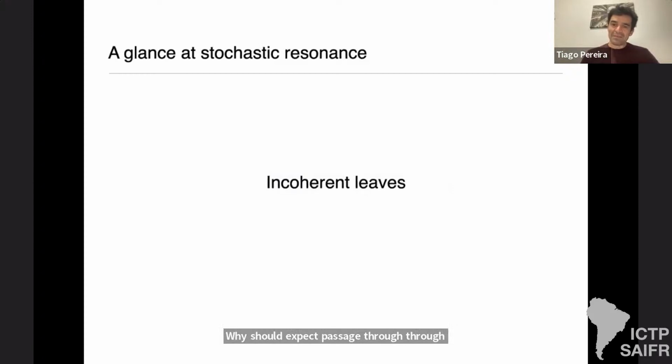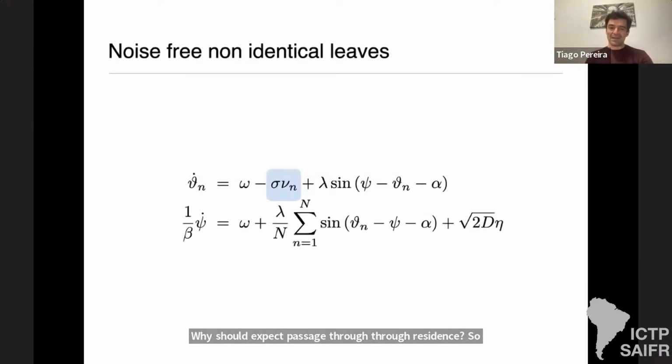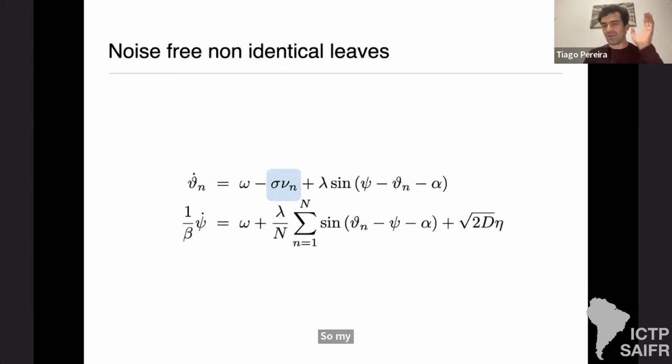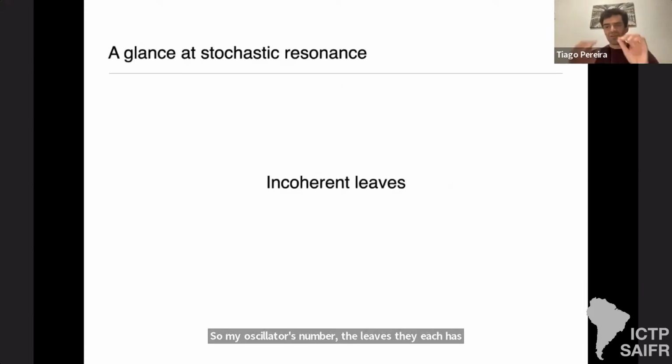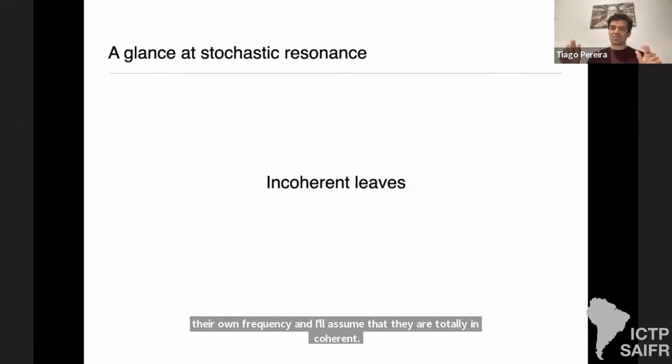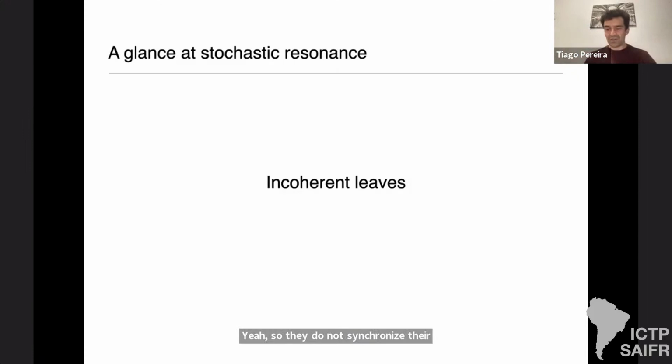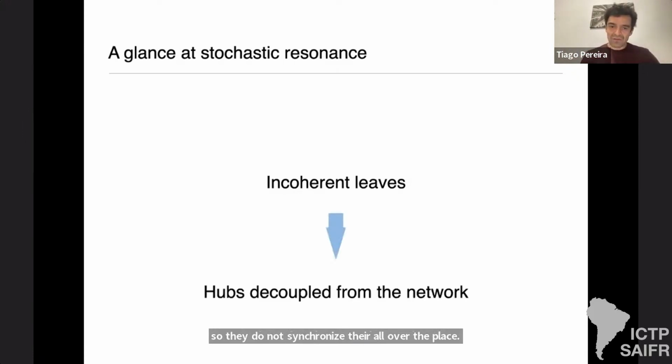So let me tell the following. My oscillators now, the leaves, they each have their own frequency. And I'll assume that they are totally incoherent. So they do not synchronize. They're all over the place, very incoherent. If this is true, because the hubs interact with the mean value of the leaves, and the leaves are incoherent, they will basically decouple from the network, right?